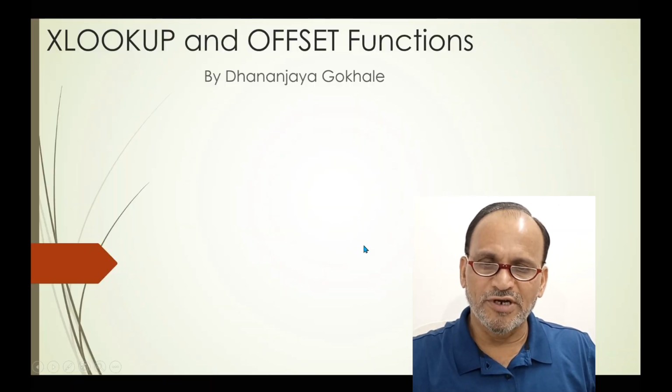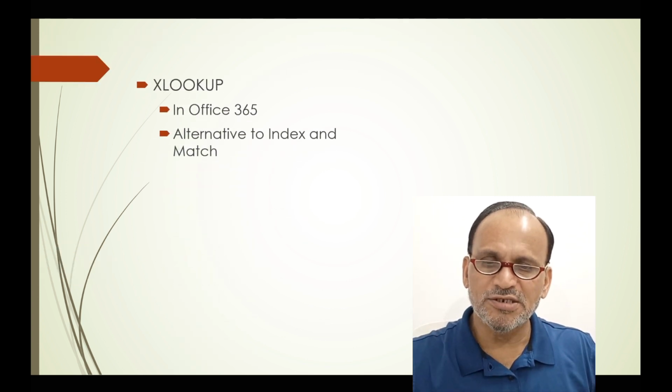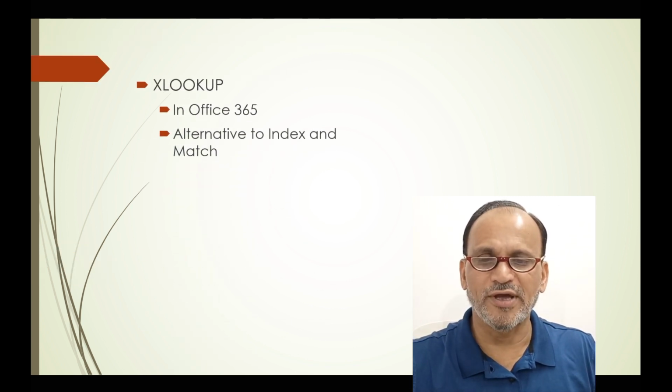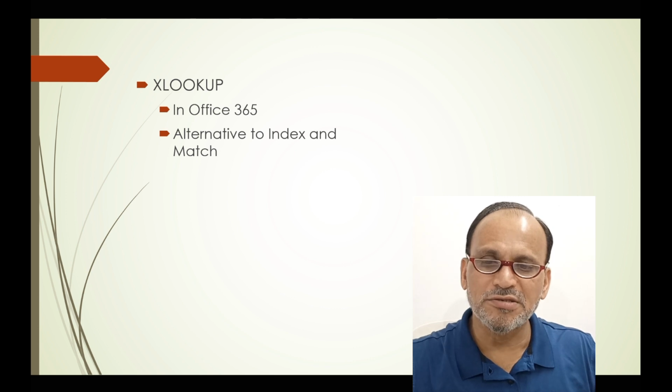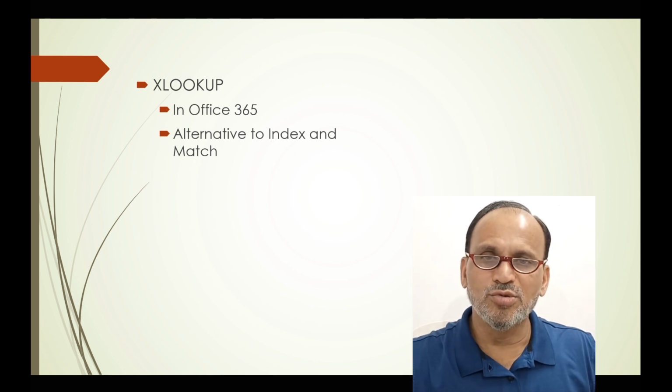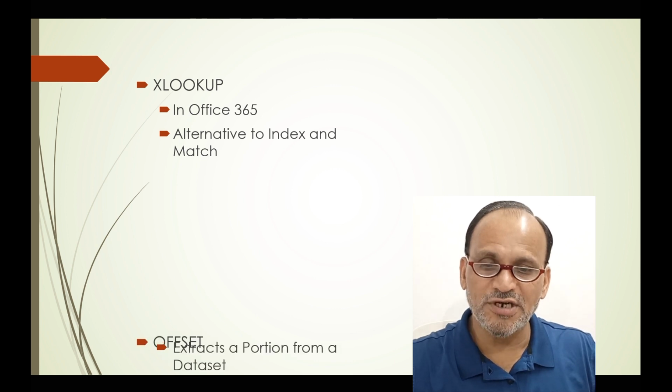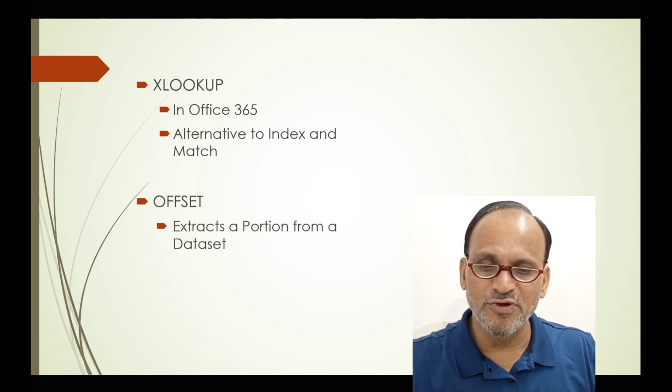XLOOKUP and offset functions. XLOOKUP function is a recent addition in MS Office 365. Actually, it's an alternative to index and match function and makes it much simpler to overcome the drawbacks of VLOOKUP function. Offset function is another very useful and commonly used function. It is used when you need to take a portion out of a huge data set or a table. Let us see how these things work.